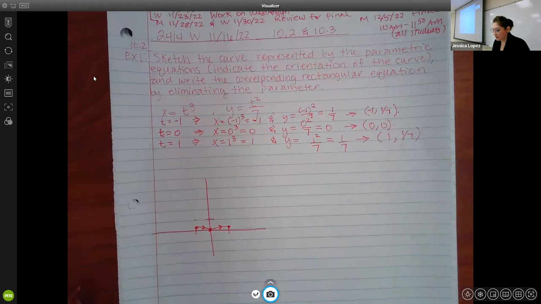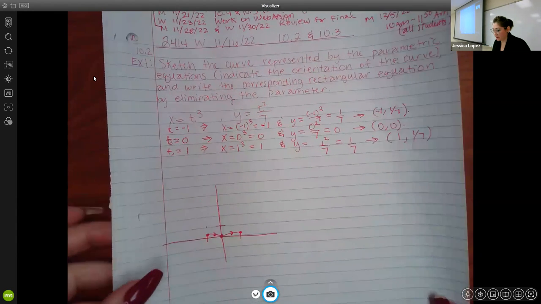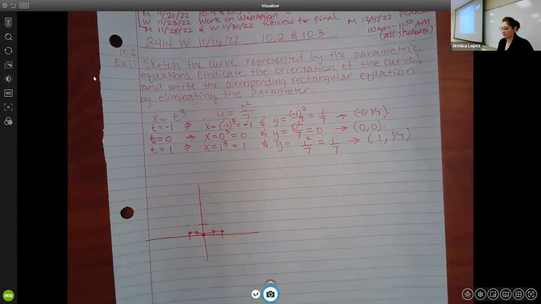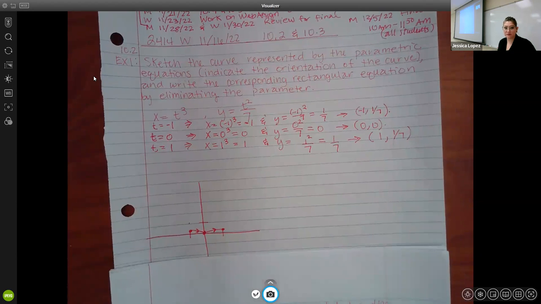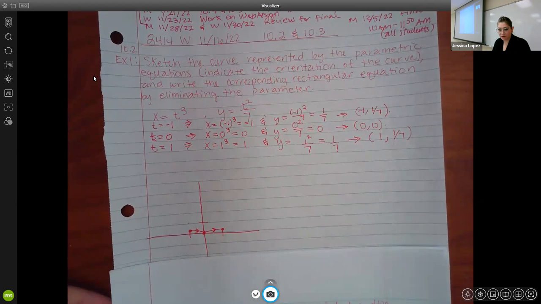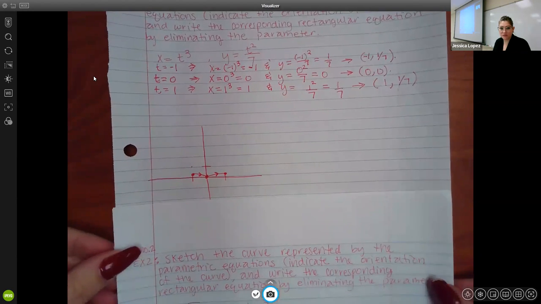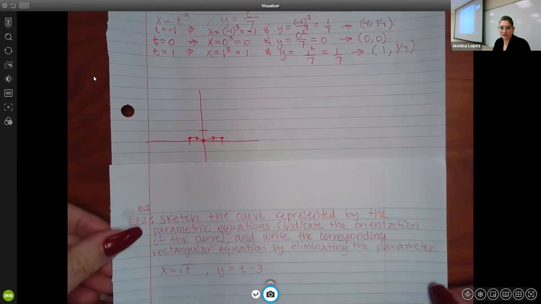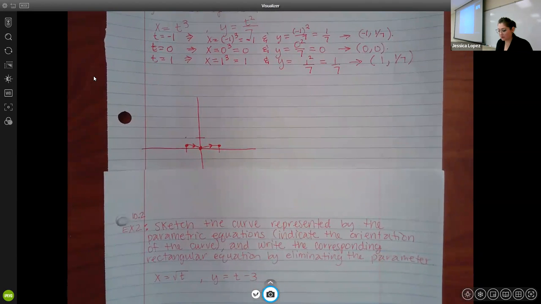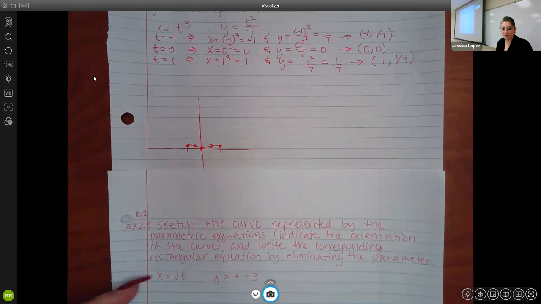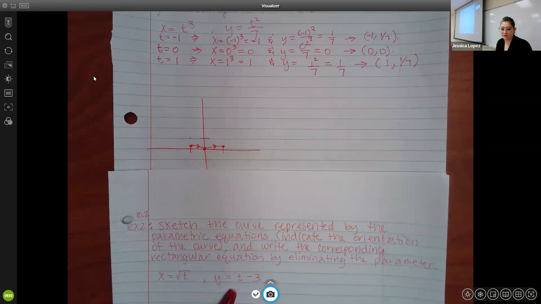Let's see. Oh, I guess I just left myself a lot of space for that problem. But we'll go to the next one. It's very similar, but of course the functions have changed, right? X and T will have changed. So let me scroll up just a little bit. The same exact directions, okay? But this time we have X equal to the radical of T and Y equal to T minus 3.